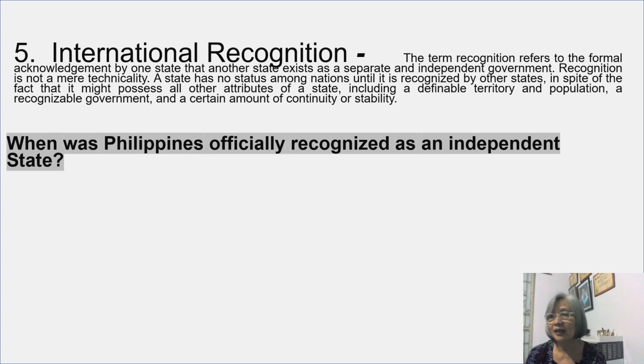Kailan nga ba na-recognize ang Philippine territory? The U.S. Congress can determine the status of American territory under American law. It did determine in 1946 that the Philippines was independent. This act, however, did not determine its status under international law. The Congressional Act was just evidence of importance in determining the international status of the Philippines, but was not definitive until internationally recognized. Actually, the Philippines was recognized as an independent state through admittance to the United Nations.